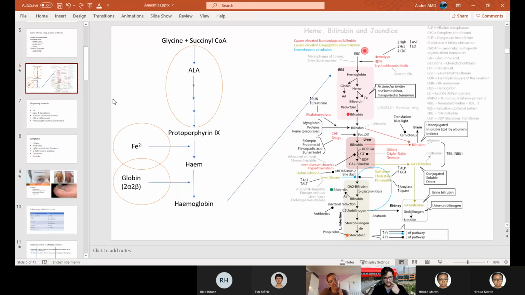Again, this is more like biochemistry than physiology and pathophysiology, but let's look at it. So to make heme, you take this, I forgot the name of it. Can somebody help me out?